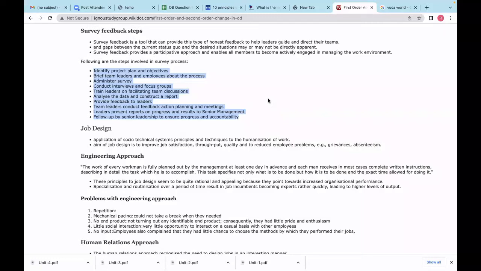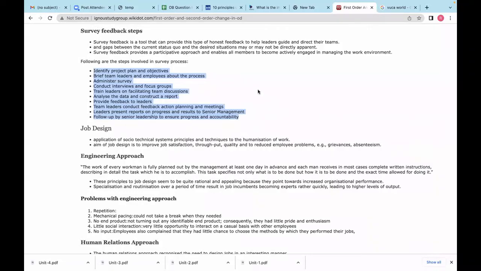Once you collect all the data, you need to analyze it and then create a feedback report for the leaders, saying this is what came out of the research. Then you need a plan based on the report, covering all the gaps it identifies, and present the report to the senior management. It will go to the board, saying this is what we are going to do, etc. Senior leadership will follow up on the progress and see that it is properly done. This is about survey feedback.